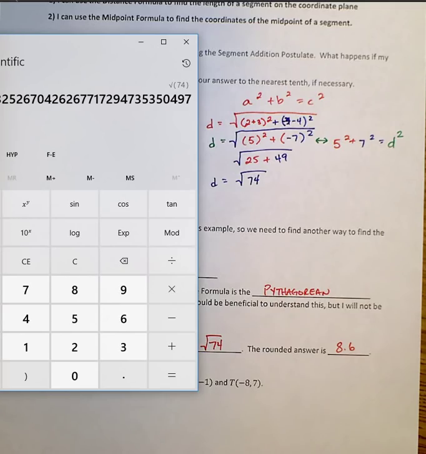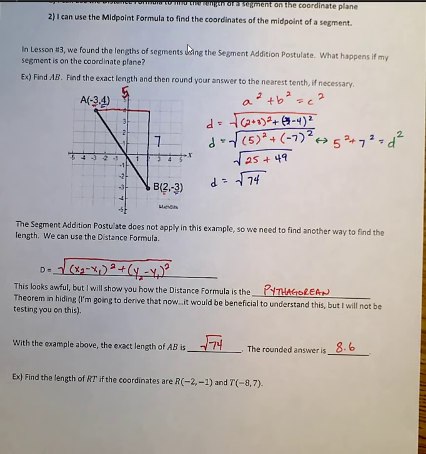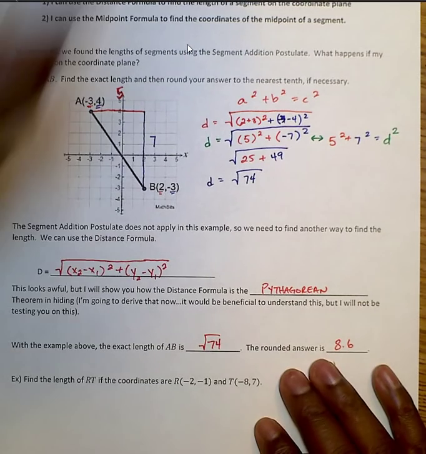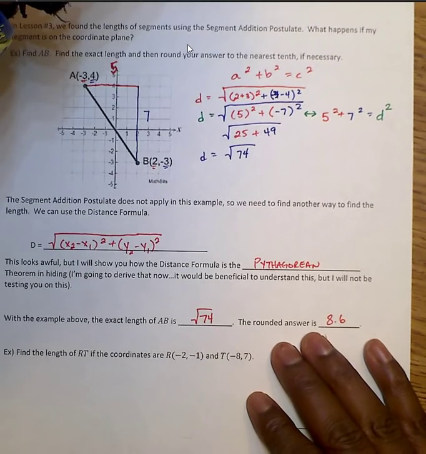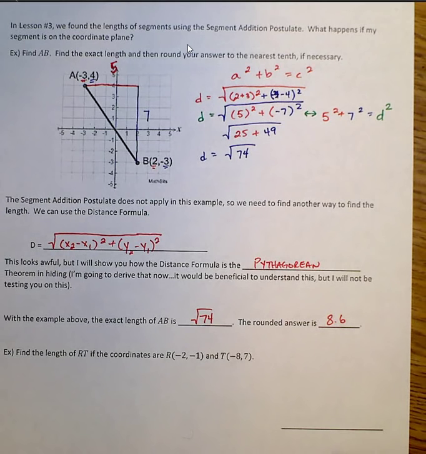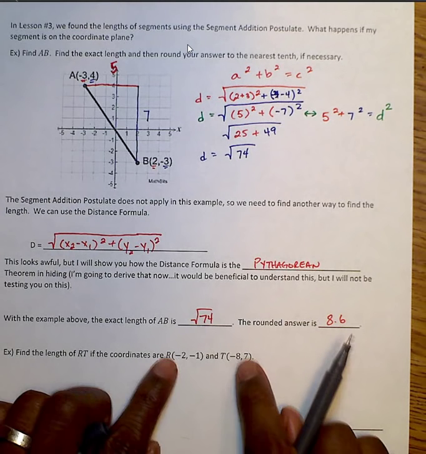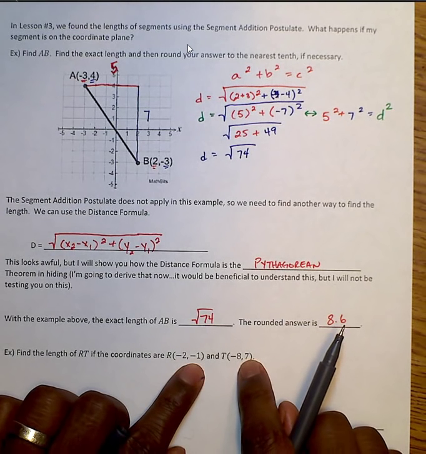Okay, so you've got two options there. You can use Pythagorean's theorem. You can also use the distance formula. I'll show you Pythagorean's theorem here without a coordinate plane. And all we're doing there, guys, is trying to find the difference between the x values and the difference between the y values, and then we can use Pythagorean's theorem.